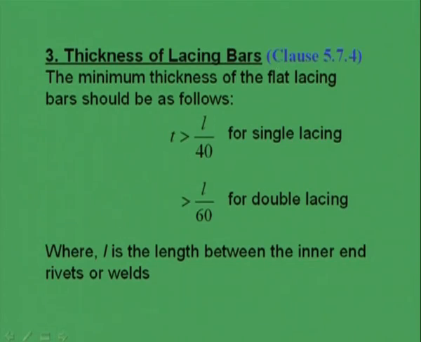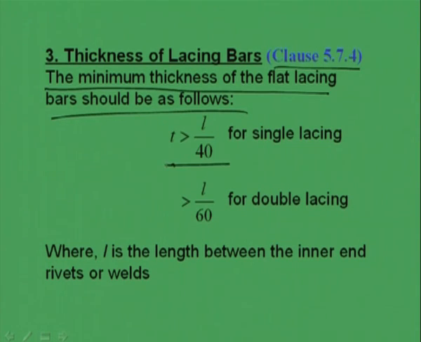Another thing is, in clause 5.7.4, the thickness of lacing bar has been given. The minimum thickness of the flat lacing bar should be as follows. Minimum thickness, how much will it be? That should be at least L by 40 for single lacing, and for double lacing L by 60. So, this has to be also maintained. Earlier we have seen the slenderness ratio has to be maintained also at 145. So, accordingly the thickness can be decided.